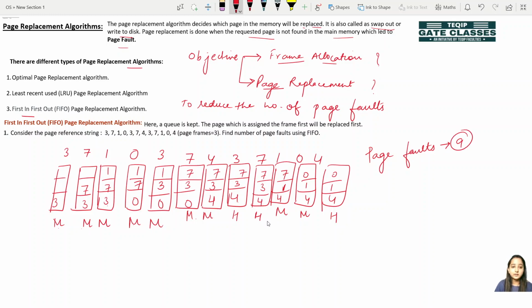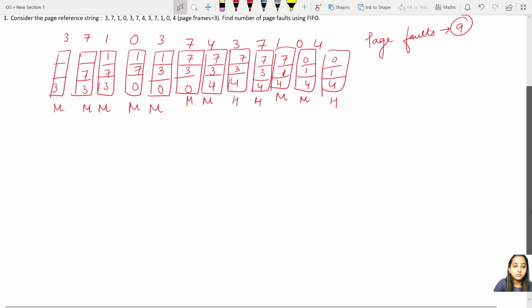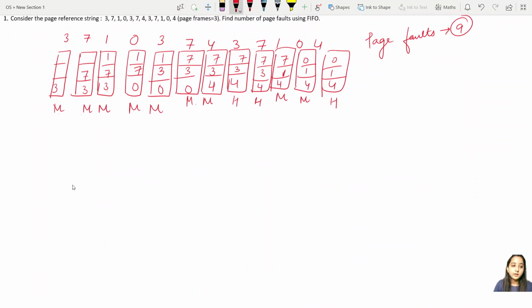I think this is clear to you, that how you are able to find out the number of page faults. Now see, there is some condition. I can increase the size of frame here. Here the frame size is taken as 3. I can increase the frame size to 4 also.